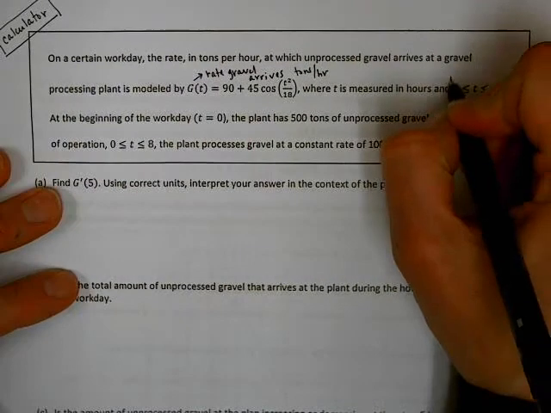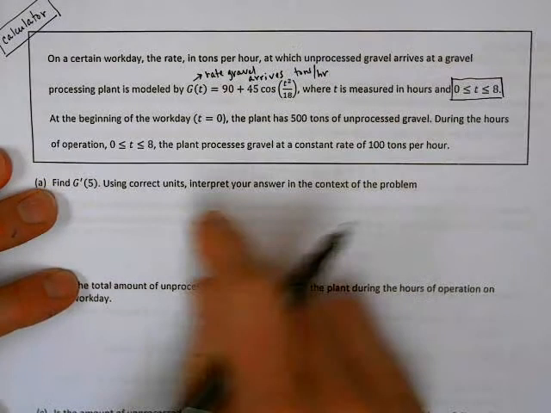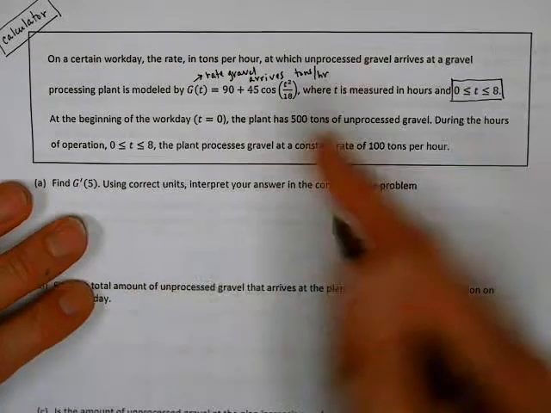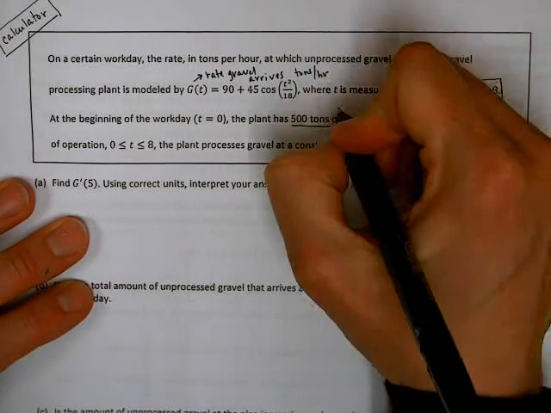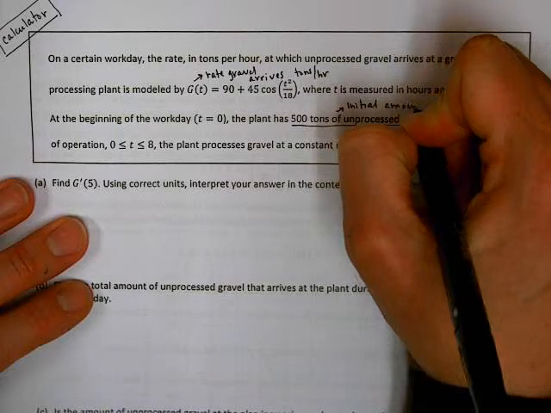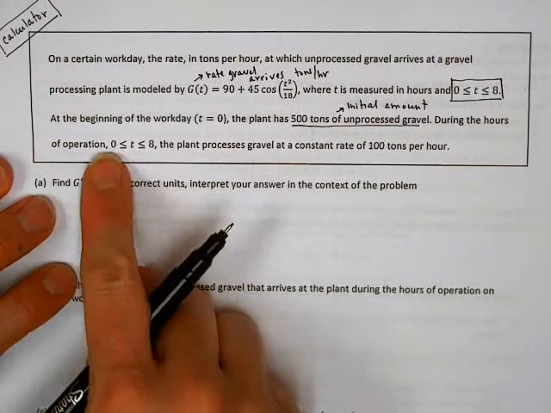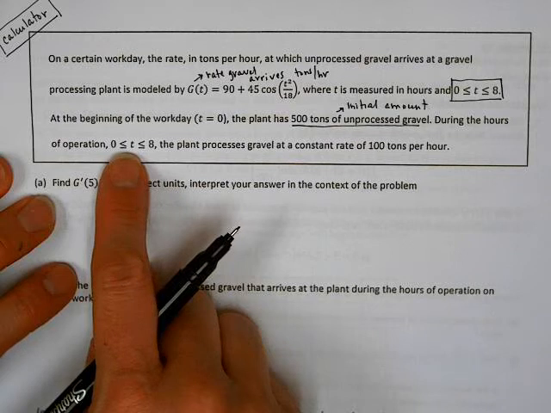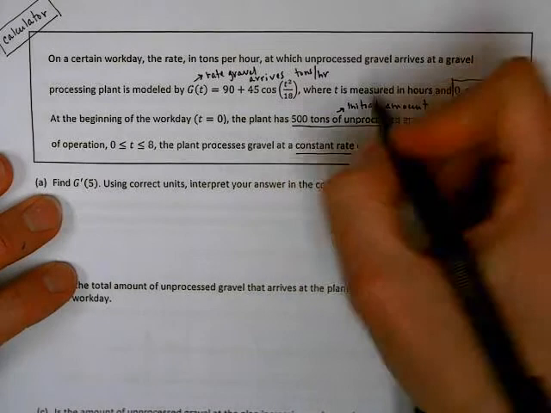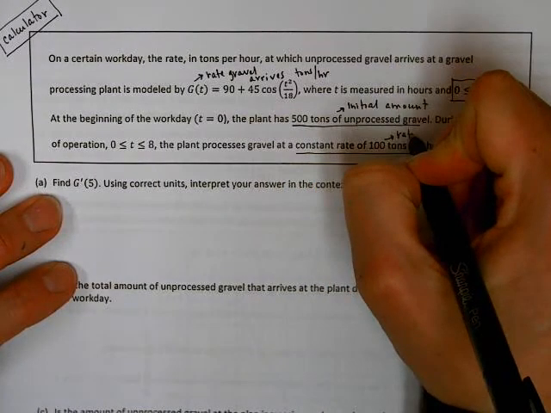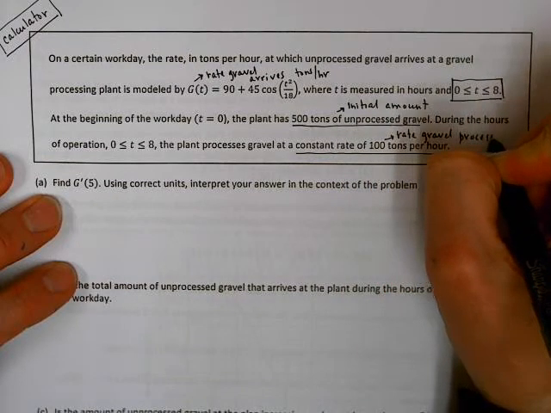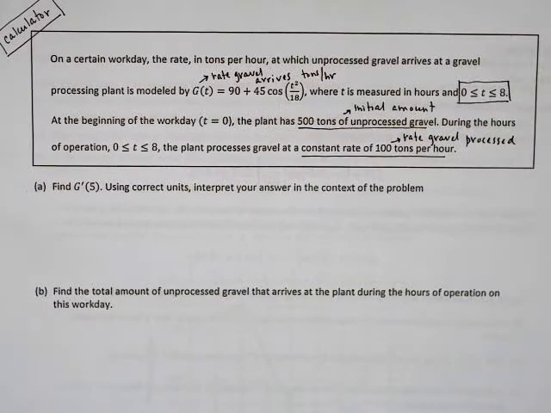Looks like we're working with the interval from 0 to 8. At the beginning of the workday, T equals 0. The plant has 500 tons of unprocessed gravel. So what they're doing there is giving us an initial amount. And then during the hours of operation, so there's that interval again, the plant processes gravel at a constant rate of 100 tons per hour. So that's the rate gravel is processed, or we can think of that as our rate out. All right, so that's what we know.